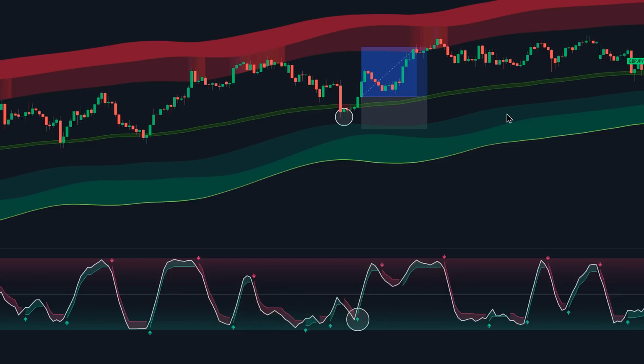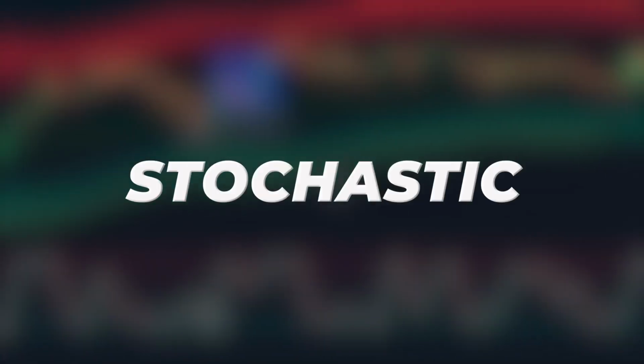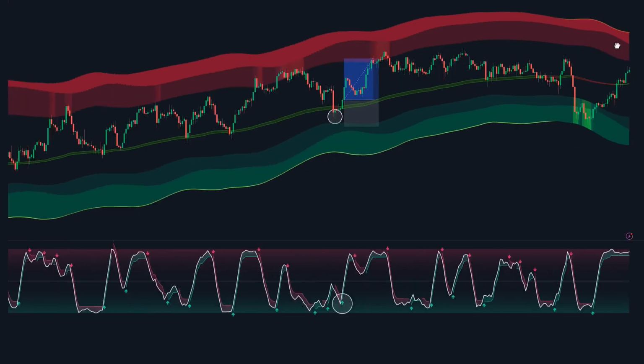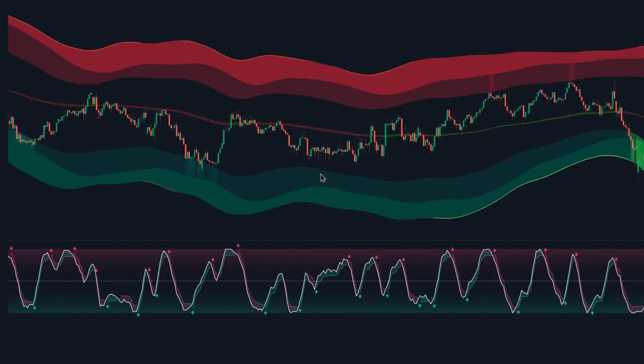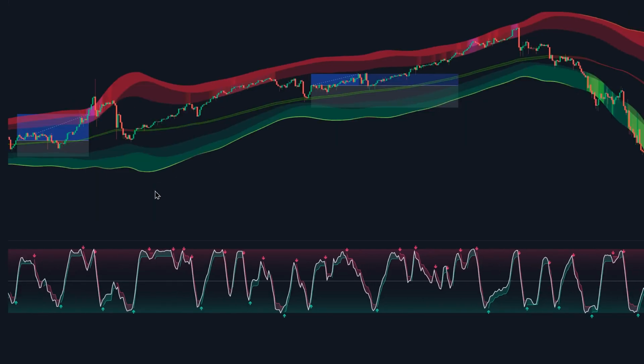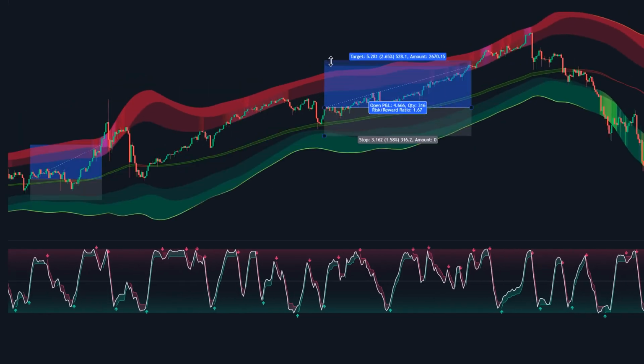In summary, this strategy combines the clarity of the Stochastic Supertrend's momentum signals with the trend and overextension analysis from the Market Oracle. By waiting for all the conditions to align, the correct trend, a deep pullback to the wave bands, a signal arrow, and a confirming candle close, you can build a very robust and complete system.